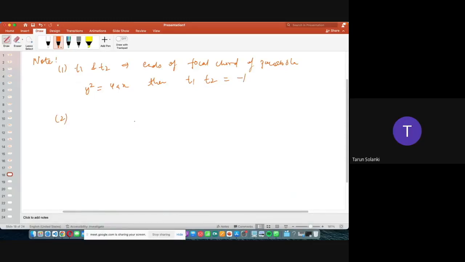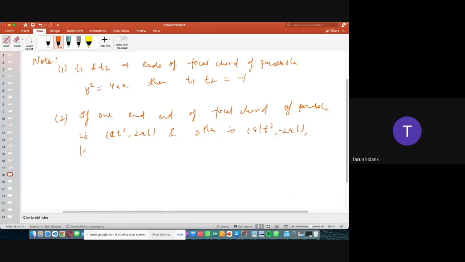Second note, if one end of a focal chord of the parabola is (a t square, 2a t) and the other is (a by t square, minus 2a by t), then the length of the focal chord will be a (t plus 1 by t) whole square.